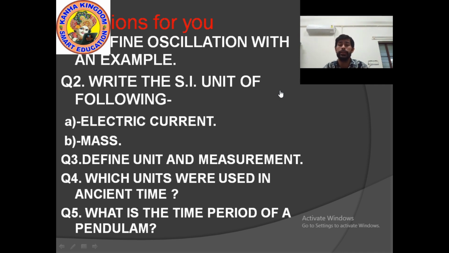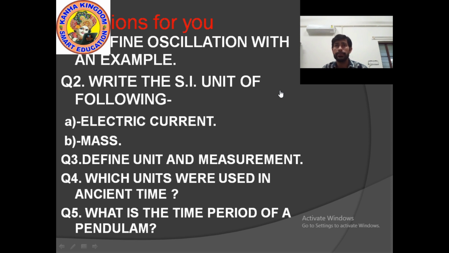So what is oscillation? The back and forth motion of an object is known as oscillation, or you can say the to and fro motion of an object is known as oscillation. Example of oscillation: simple pendulum. Yes, a simple pendulum shows oscillation.